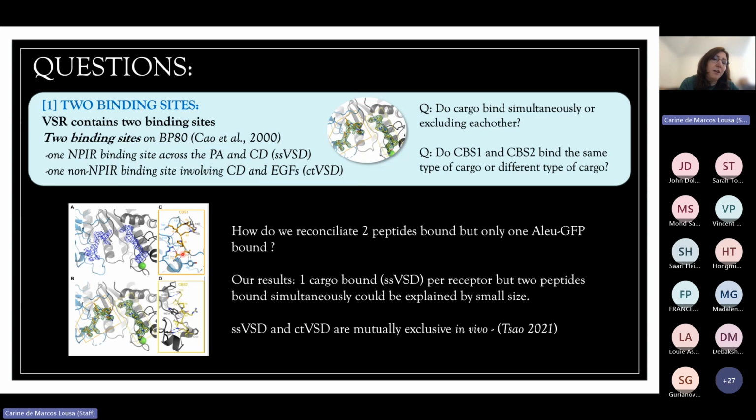Our results, because we used peptides, and these peptides are very short, there are only 10 amino acids. We think that this is the serendipity that we could bind the 2 cargos simultaneously. But this is an in vitro result, and in vivo, this is not happening because these motifs are always bound to a larger protein that is transported to the vacuole. And so we think that only 1 cargo binds to 1 receptor.